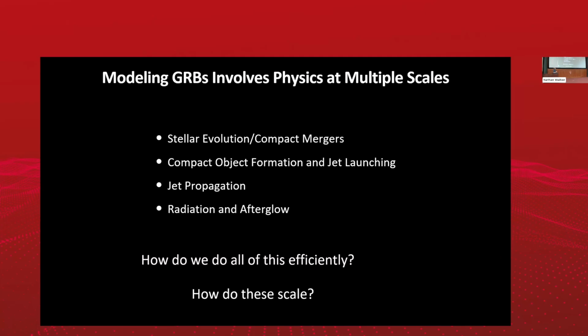And to summarize, if we want to be able to model gamma ray bursts, we have to consider physics that spans huge swaths of scales, both in length and time. We have to look at what's happening near the progenitor, so either stellar evolution or compact mergers.